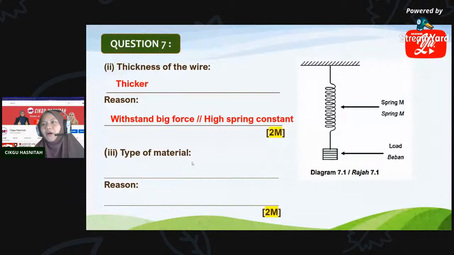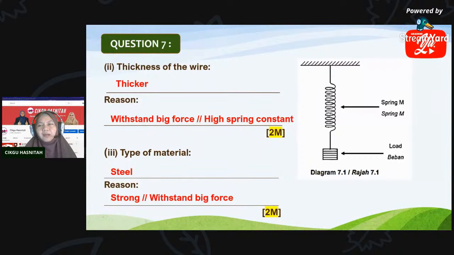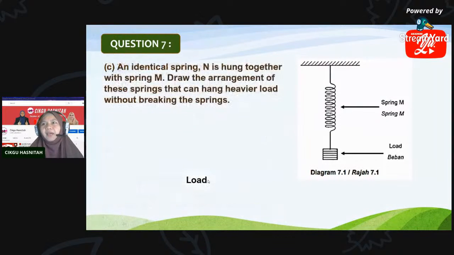And type of material. What type of material is suitable to make the spring? You can say steel. Use steel spring instead of copper or iron. Kita guna steel. Remember, steel is an alloy. Why? Because it is strong or it can withstand a big force. So this is the modification that can be done to enable the spring to withstand a heavier load. Alright? Okay. C.